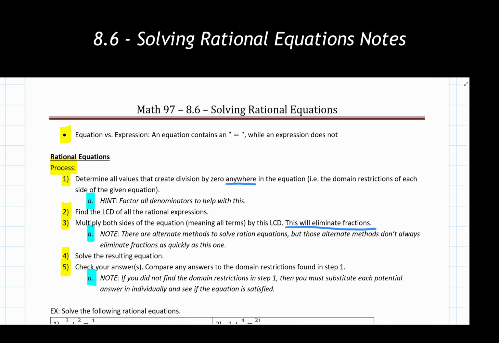Now again, as mentioned at the very beginning, there are alternative methods to solve rational equations. Those alternate methods don't always eliminate fractions as quickly as this one. So if you find other methods online or other videos or stuff in books that give you a different way of going through those things, you're more than welcome to use those. But I think this strategy helps get rid of fractions, and because of that, a lot of people tend to like it.